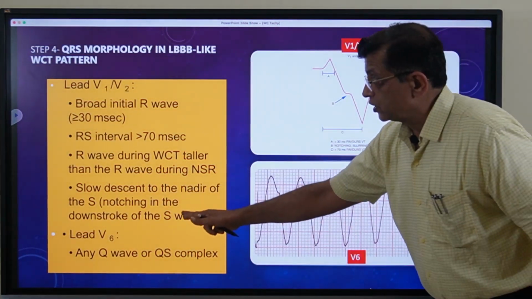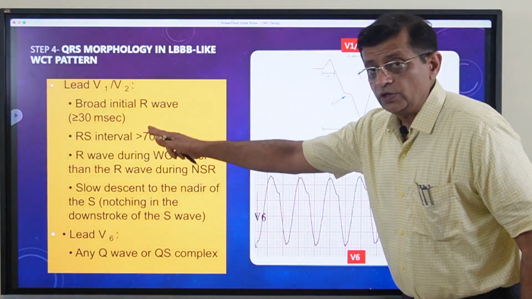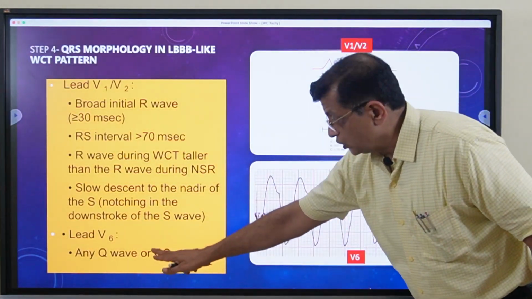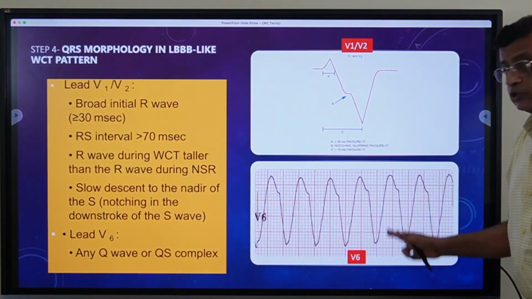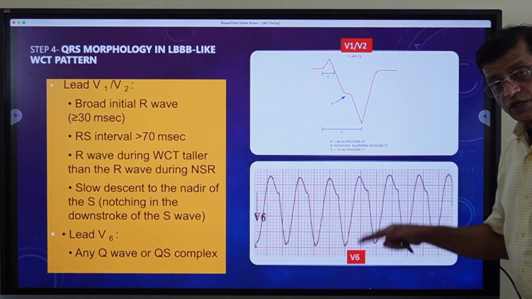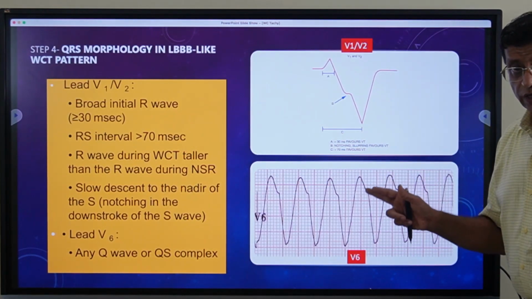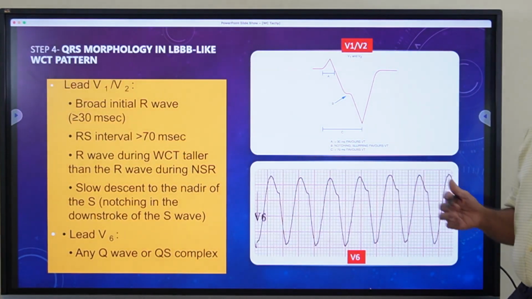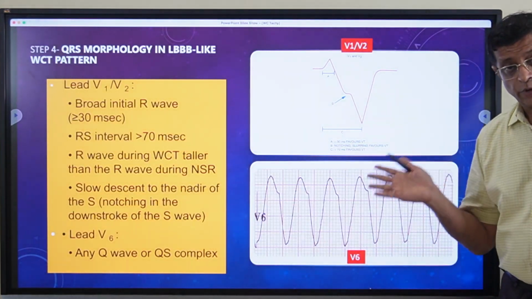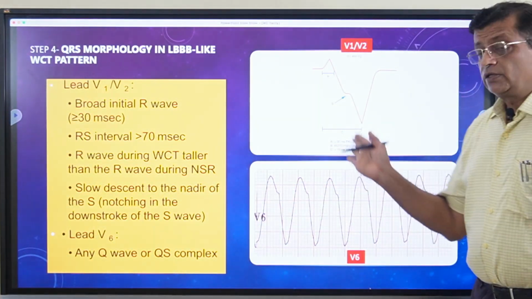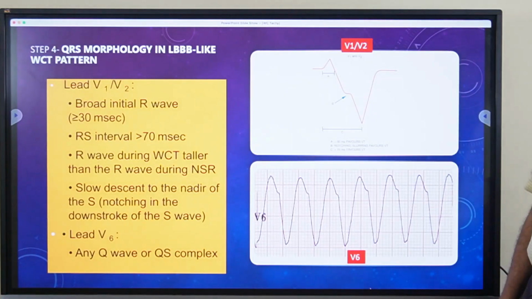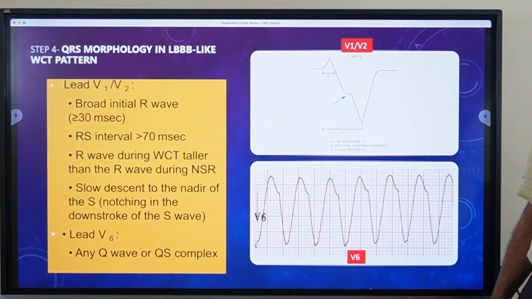So any of these in V1 or V2, plus any Q or QS complex, or a QS complex in V6. If these are met, then the patient has a high likelihood of ventricular tachycardia. Sensitivity is as high as 0.96 and specificity as high as 0.98. If these are negative, then the patient will probably have supraventricular tachycardia.